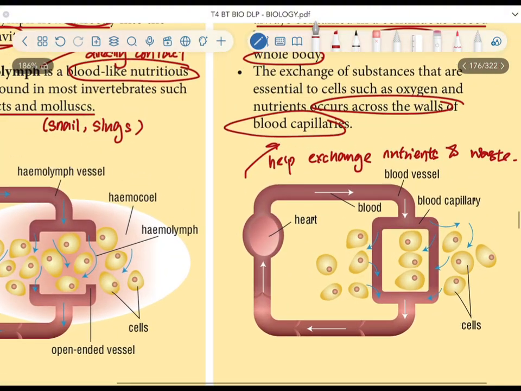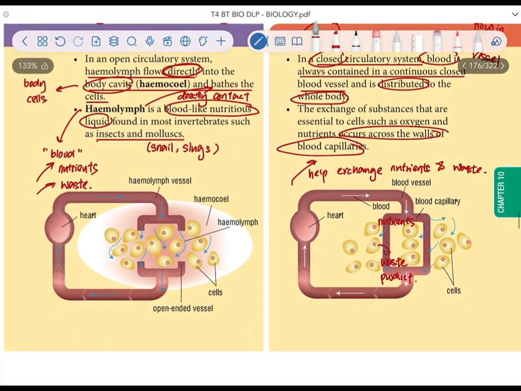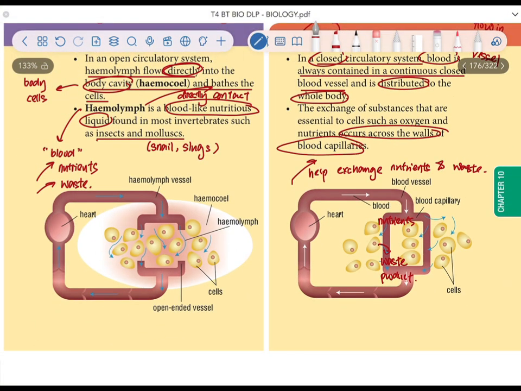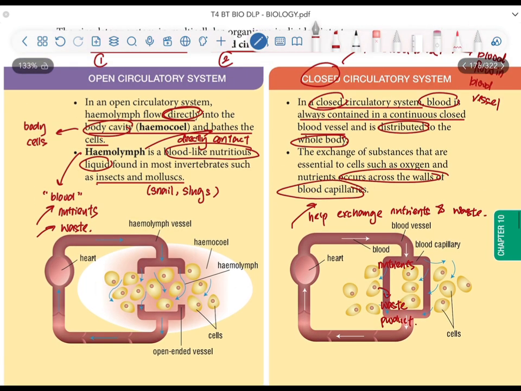So the area going out is actually the nutrients going out, and then the cell gives back to the blood the waste product. So this is how the exchange of substances occurs in the closed circulatory system.